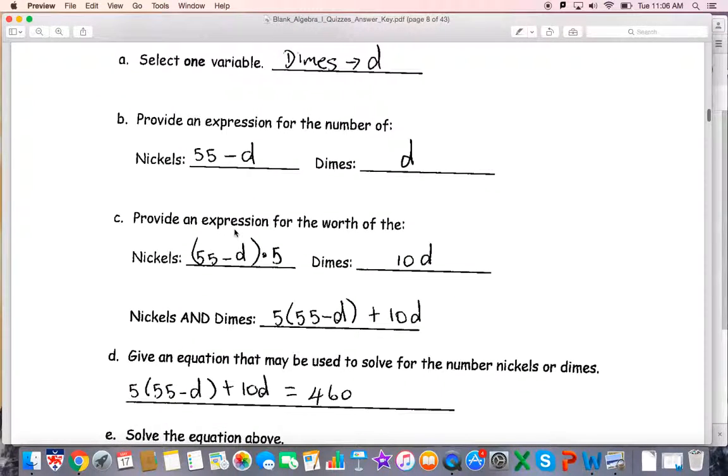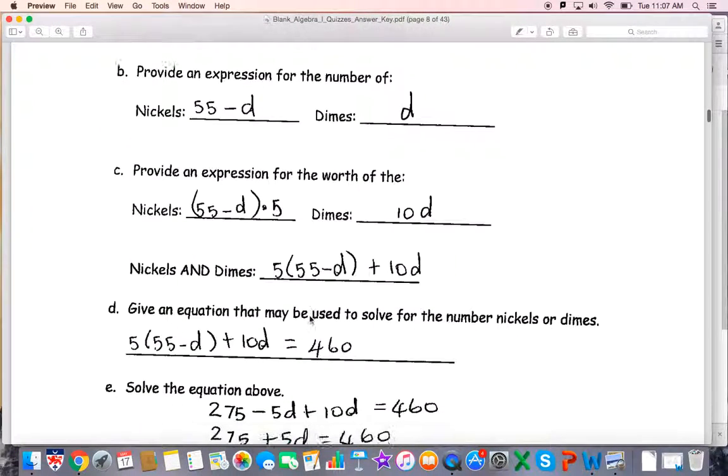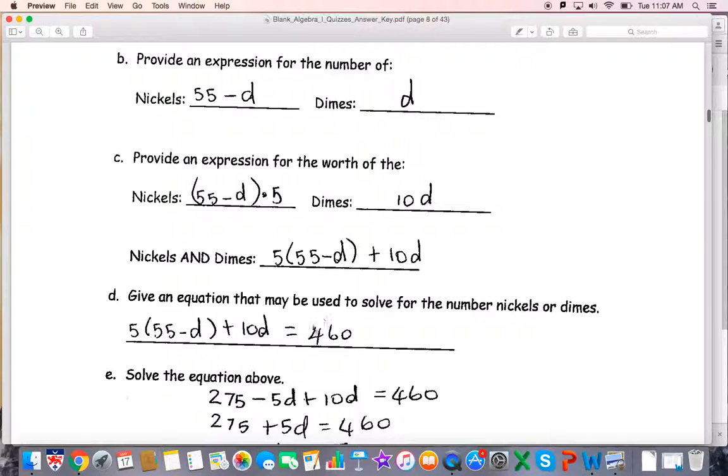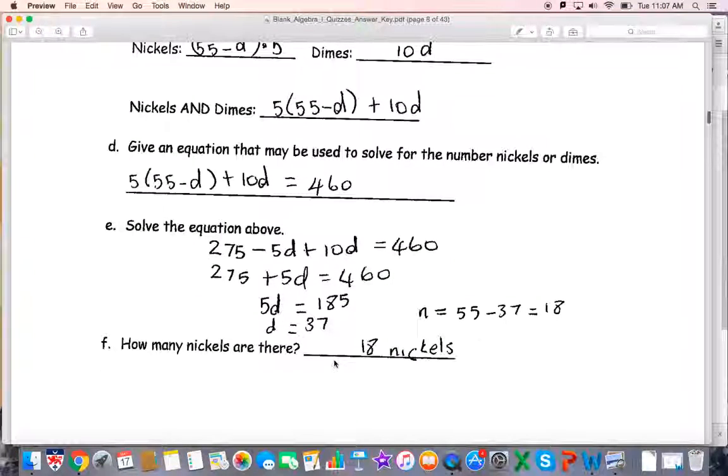So overall, the worth of the nickels plus the worth of the dimes, you just have to add up both of these expressions and you get the worth of both. Now you also know from the question initially that the nickels and the dimes are worth 460 cents. So that is the equation we need in order to figure out how many dimes there are. From there, we just have to use the distributive property and then simplify the like terms. And we get that there are 37 dimes.